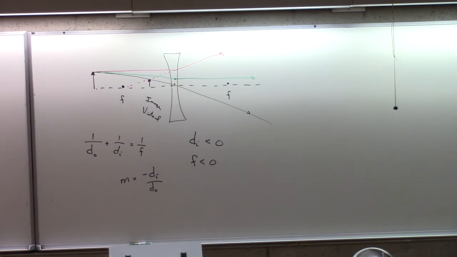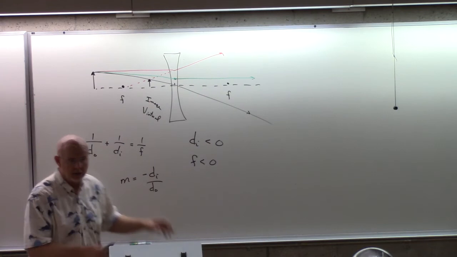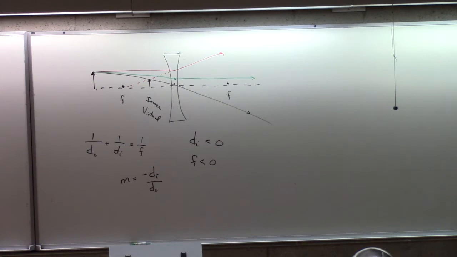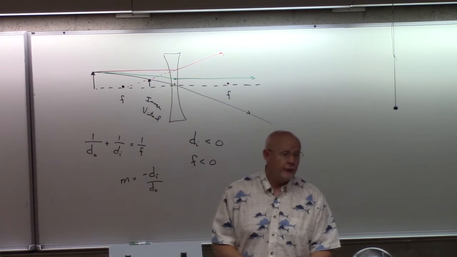Or if you do a calculation and you get image distance, and if you get a positive number, then you know it's over here. But if you get a negative number, then you know it's on the virtual side. And so the math can actually be very helpful. And that's what I wanted to warn you about here.